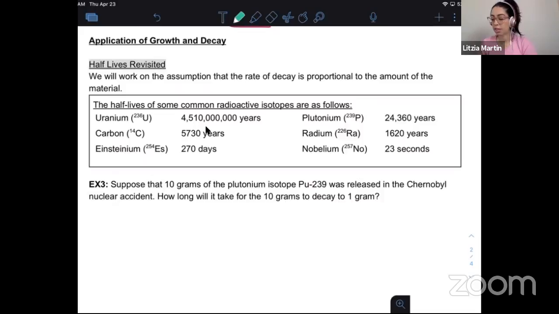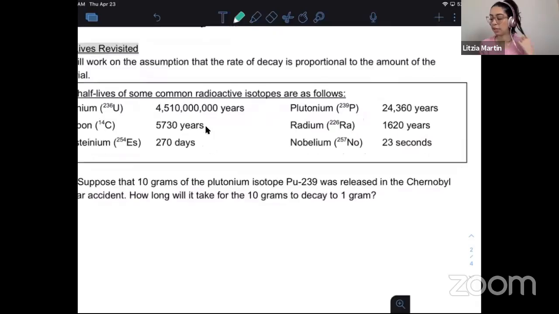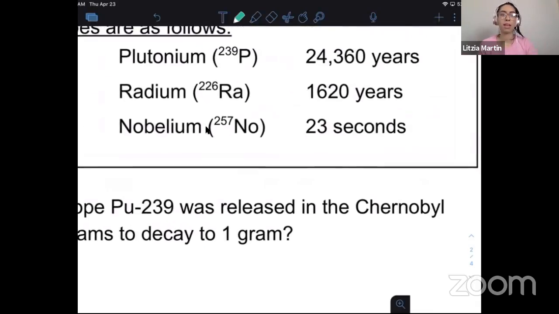This first one has to do with half-life. So just kind of a quick review in case you can't remember, or it's been a while since we talked about half-life. What this means is, for example, let's take this nobelium, right? If you have 10 grams of nobelium to begin with, it means that 23 seconds later, you should only have half of what you started with. So you would only have 5 grams of the nobelium.